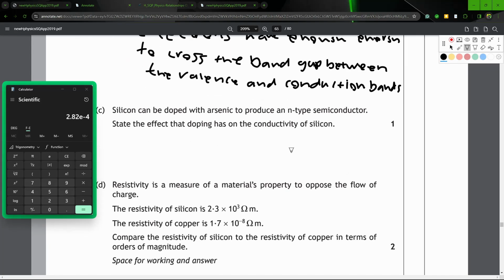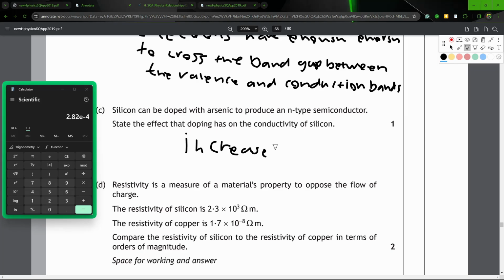There we go. Silicon can be doped with arsenic to produce an N-type semiconductor. State the effect that doping has on the conductivity of silicon. Well, it increases it because this adds more unpaired electrons into it, and they are free to move around, increasing the conductivity.